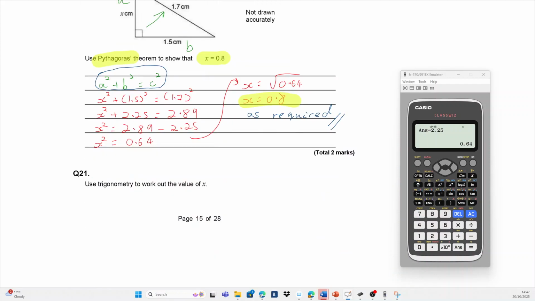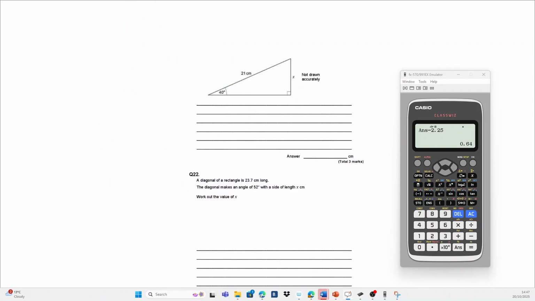Good. And then what's going on here? Sorry. Question 21 is below. It says, use trigonometry to work out the value of x. Okay, so this time it's going to be trigonometry. There we go. And it's x.